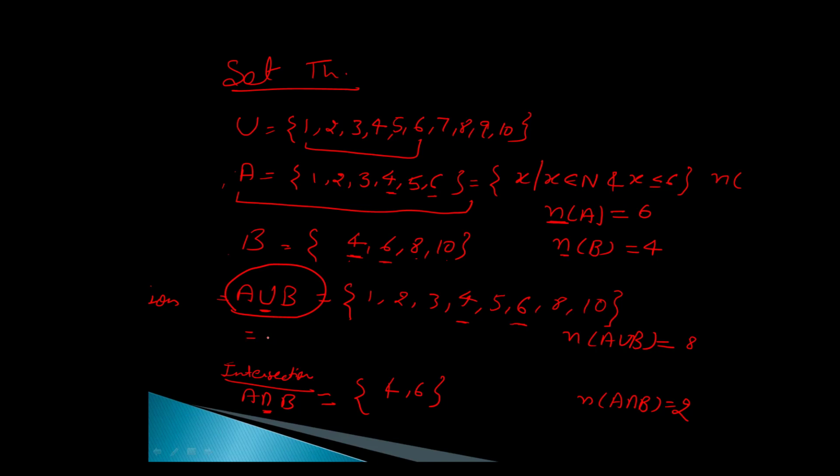Those who understand the mathematical notation can write it formally like this. A union B is the set of all those elements x where x belongs to A or x belongs to B. Whether the element belongs to A or B, at least one of them, if the element is in at least one of the sets, it is going to be part of the union set. Similarly, to denote intersection mathematically, this is the way we write: x where x belongs to A and x belongs to B. It should belong to both the sets to become a part of the intersection.